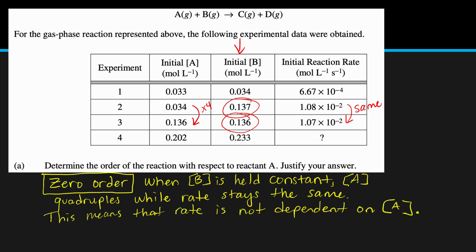So a perfect answer to this question would be that the order is 0 order, and that is because when concentration of B is held constant, our concentration of A quadruples while the rate stays the same, which means that the rate is not dependent on the concentration of A. And you got 1 point earned for the correct order and for the correct justification.